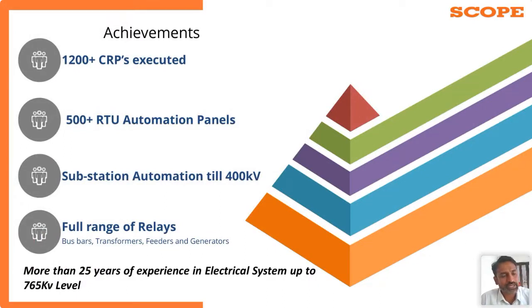When it comes particularly to protection and automation systems, we have executed more than 1200 control and relay panels, and they are successfully working in various substations. We have supplied 500 plus RTU automation panels, and we provided substation automation systems up to 400 kV, and we also have a full range of relays. These all are what we have done from our last 25 years of experience.